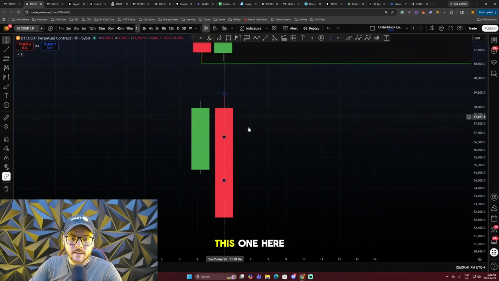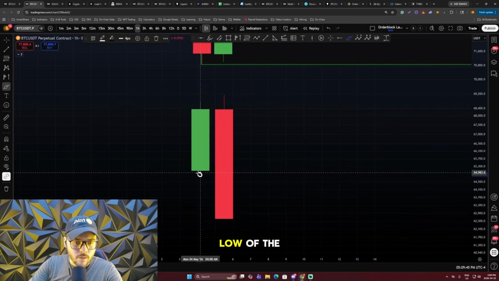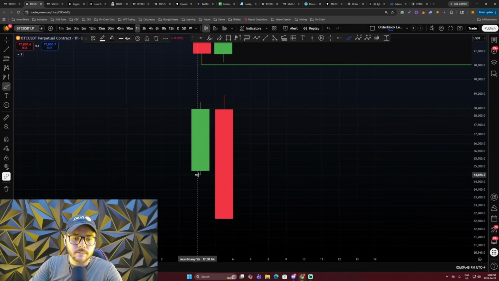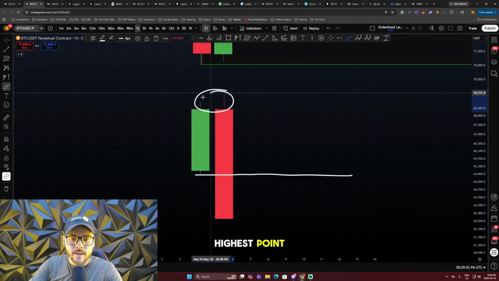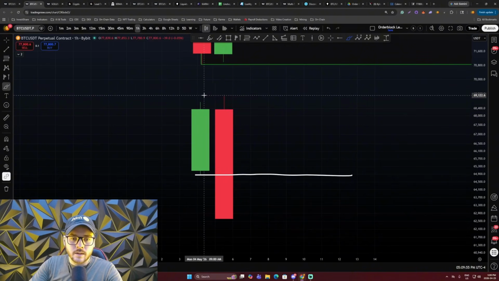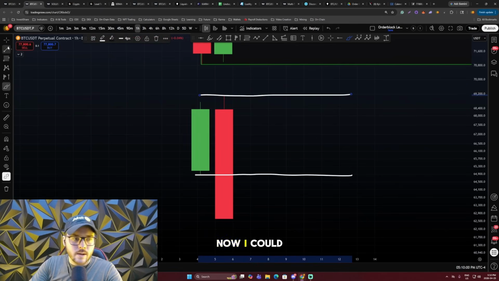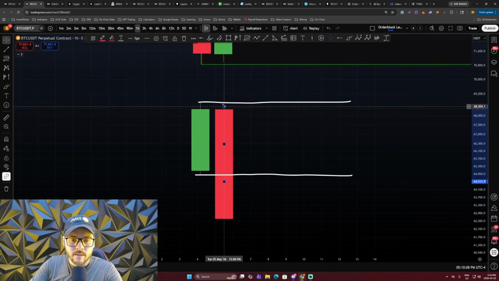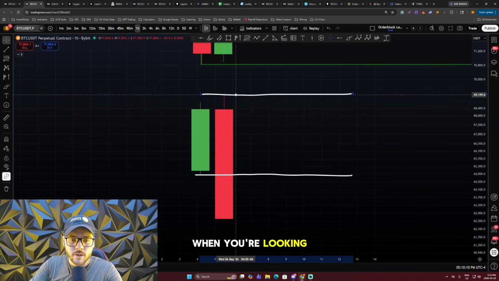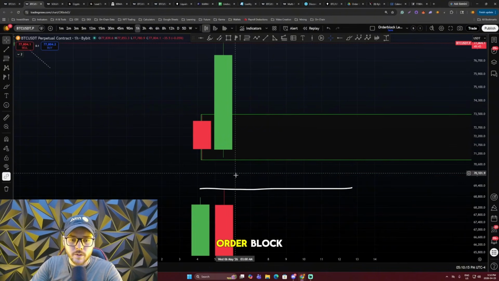All right, let's go through a bearish scenario. So we have this one here. We're going to be marking the low of the first candle. Let's draw a little line. And we're going to be looking at the highest point between the two candles. So it will be this candle right here. Now I could easily change this mock-up so that this candle is a little bit lower, and you can have it something like this too. It all depends on which point is the highest when you're looking at a bearish order block, and which point is the lowest with a bullish order block.